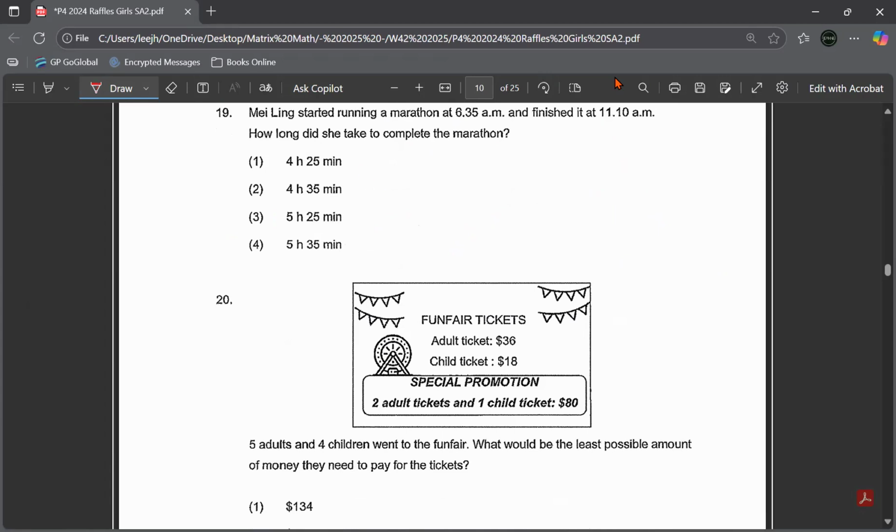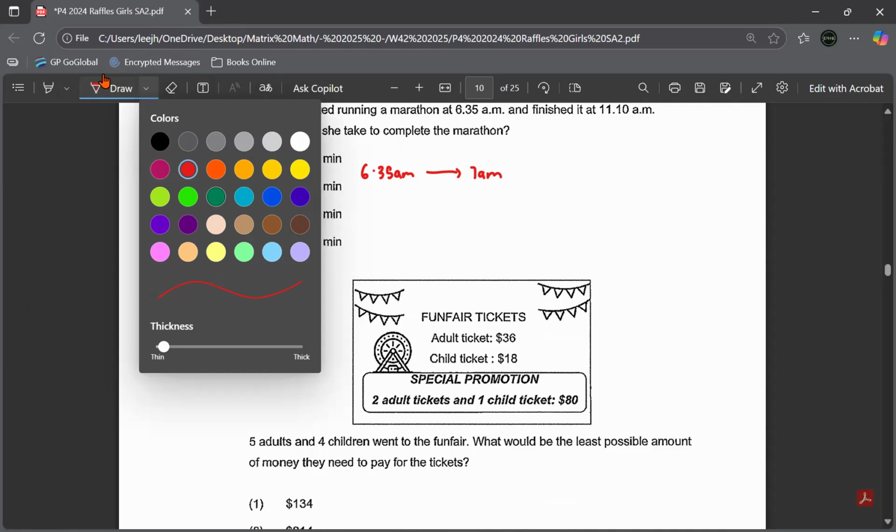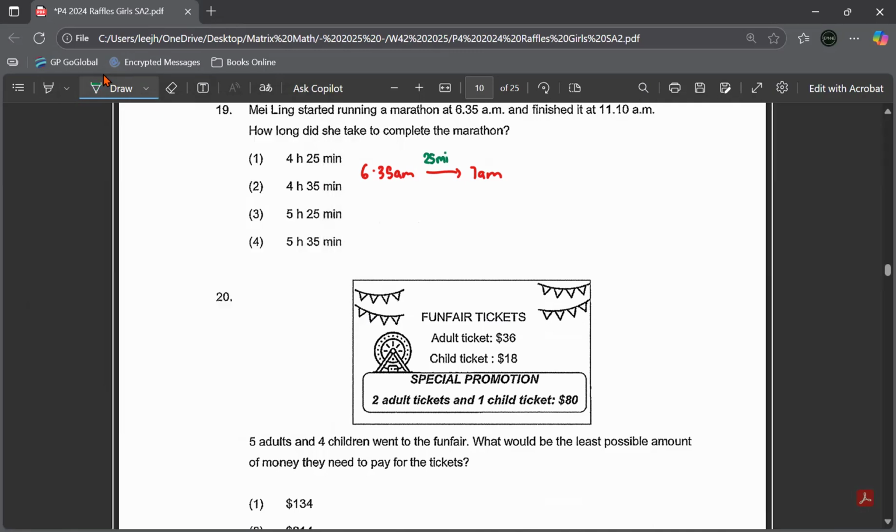So I have to start at 6:35 a.m. The nearest hour will be 7 a.m. So from 6:35 to 7 a.m. is actually 25 minutes, correct? Now from this, I am going to count from 7 to 11 first.